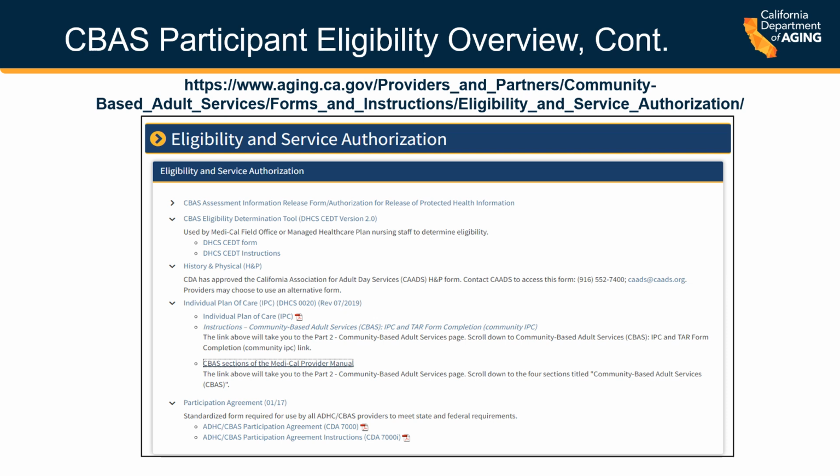Eligibility is determined by the Managed Care Plans, or MCPs, and in a limited capacity by DHCS for the few individuals who continue to be served via the Medi-Cal Fee-for-Service program. However, most CBAS participants are Medi-Cal managed care members. For more information on CBAS participant eligibility, please visit the address listed at the top of the slide. On this page, you'll also find information on individualized plan of care completion and a copy of the CBAS eligibility determination tool.